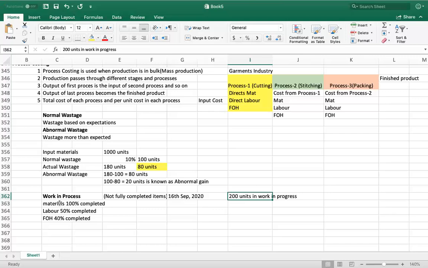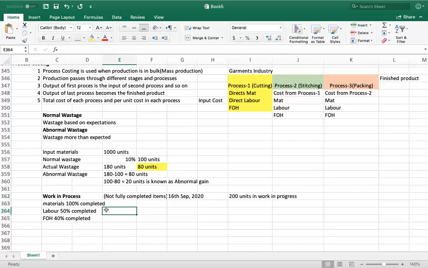Today we applied all material. Material 100% completed. It means today we applied all material on these 200 units. But when we start these 200 units tomorrow, we will not apply any material because material is already completed. So tomorrow we will not apply any material on these 200 units.